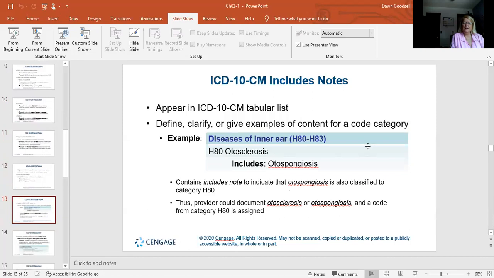Include notes. This is kind of confusing, but we're going to talk about the includes. Okay, so they appear in the tab section when you go back to look at your code to make sure you get all of the characters. Okay, so disease of inner ear includes osteochondrosis, so that's an example. Okay, so you're going to see it like that. Includes this. So it's really easy. It just tells you that if that's what you're looking for, then you're right on the money.